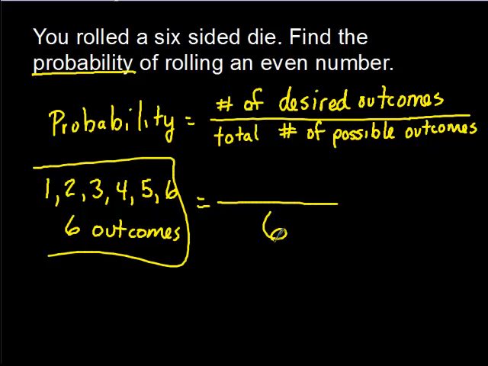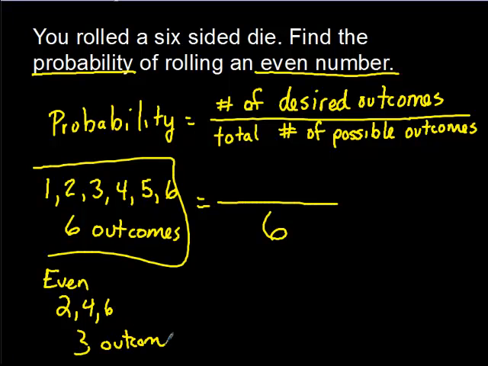Now we need to figure out how many are even numbers. So we have even numbers of 2, 4, and 6. That's 3 outcomes. So the total number of desired outcomes, or the number of evens, is 3. So the probability of rolling an even number on a six-sided die is 3 out of 6.